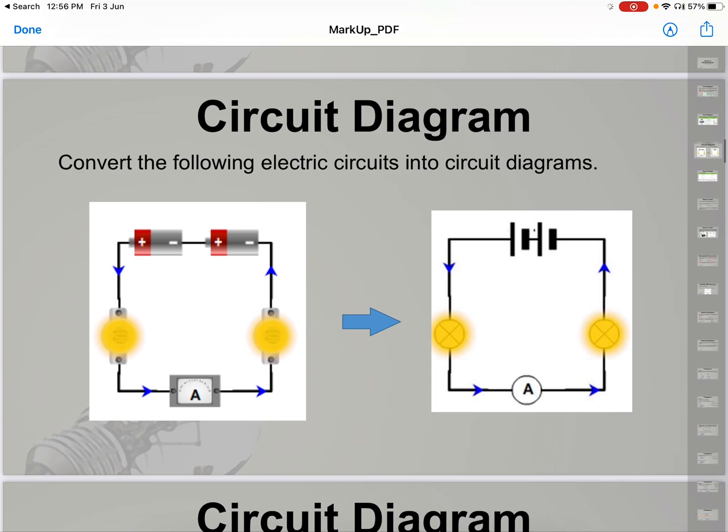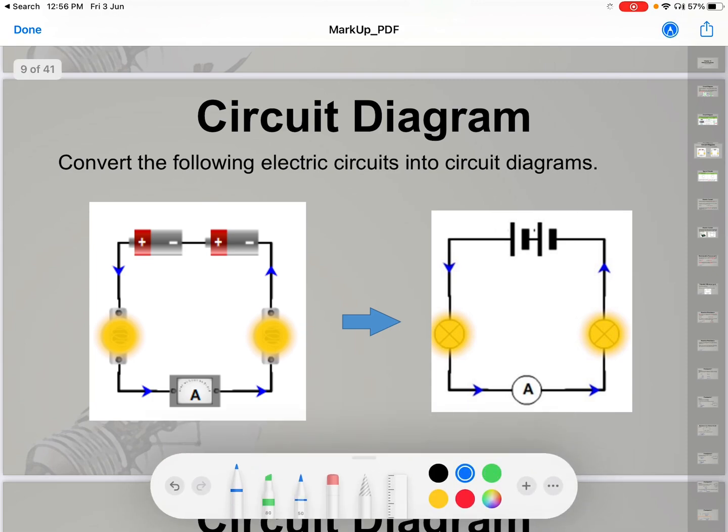Okay, so this is an actual circuit. It's what we see in reality, what we actually see. And so this is a conversion into an electrical diagram. So do note that you see this part of the wire over here is represented over here. The pluses and the minuses also have to tally. Which terminal is facing which direction must tally.